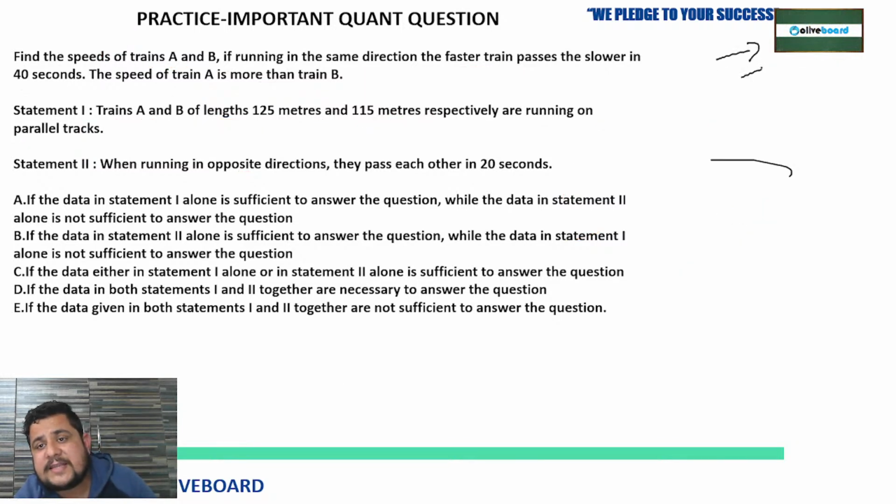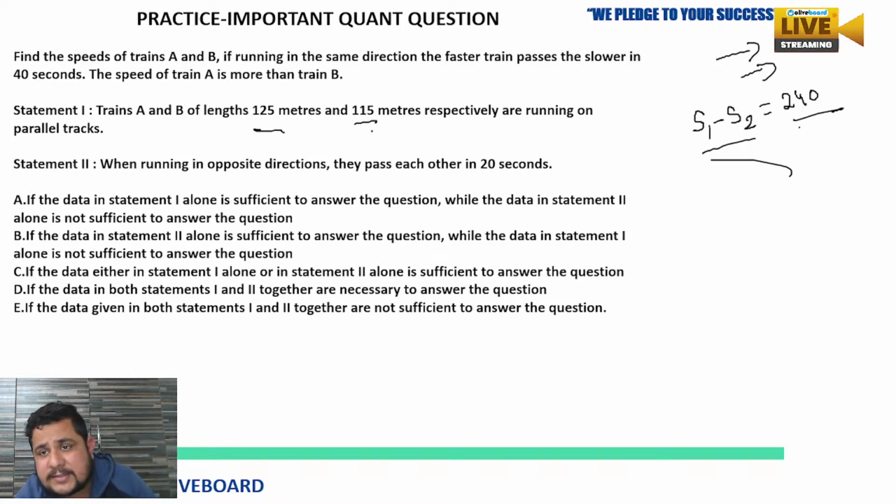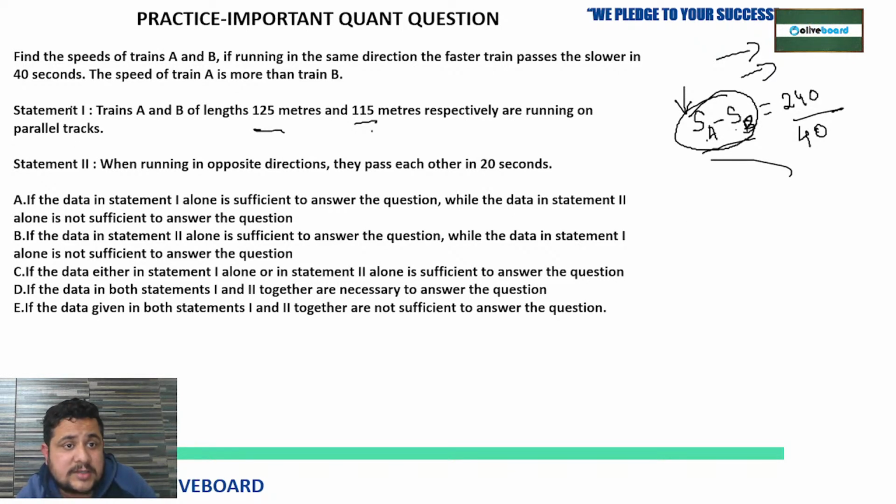Now, if they are moving in the same direction, the relative speed will be S1 minus S2, the difference between the speeds of the trains. That is equal to distance over time. Distance is 125 meter plus 115 meter, so it will be 240 upon 40 seconds. So we are getting S1 minus S2, the difference of the speeds. But are we getting the speed of train A and train B? No, we are not. So statement 1 alone is not sufficient to answer this.